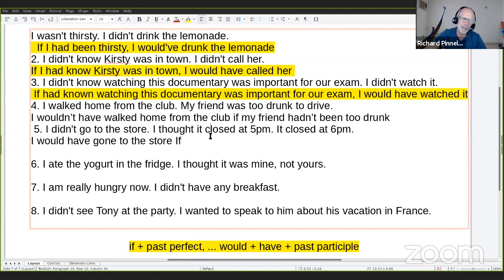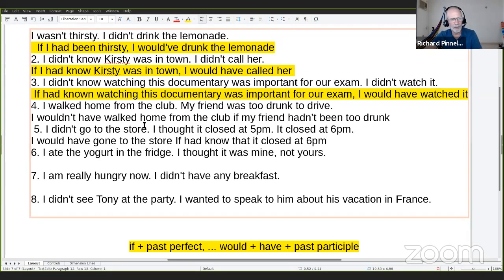I think this is very difficult, this one, because we've got to use a different verb here. So I would have gone to the store if I had known that it closed at 6 p.m. I didn't know that it closed at 6 p.m. I thought it closed at 5 p.m. It was 5:30, so I didn't go. But I would have gone to the store if I'd known that it closed at 6 p.m.